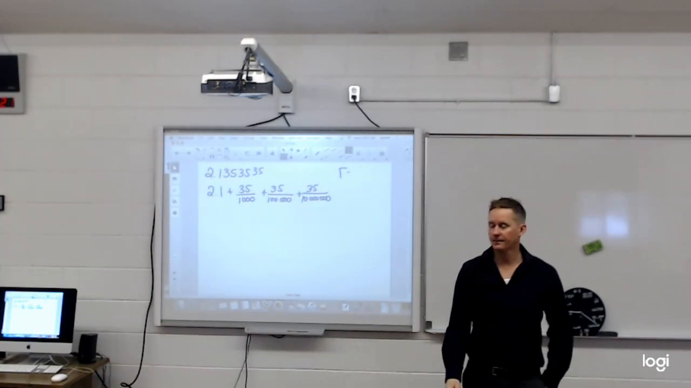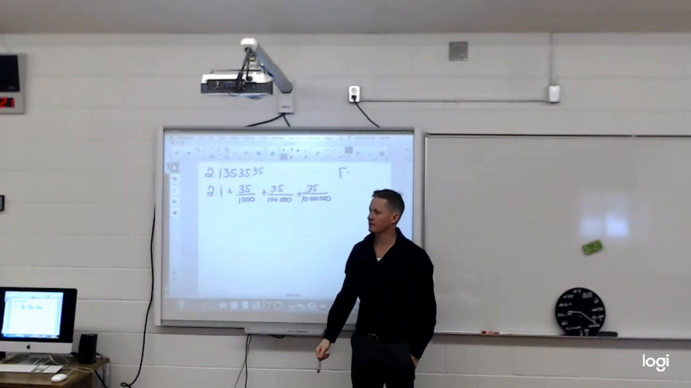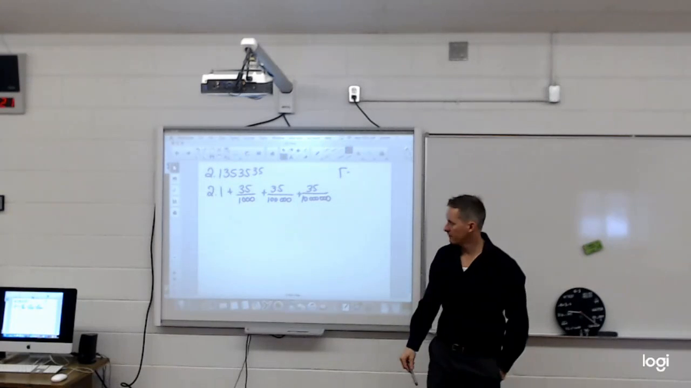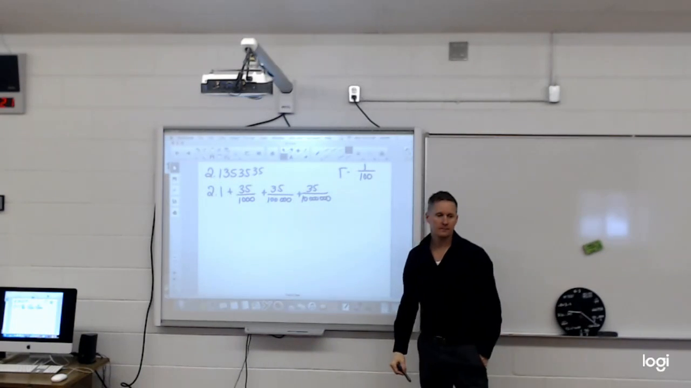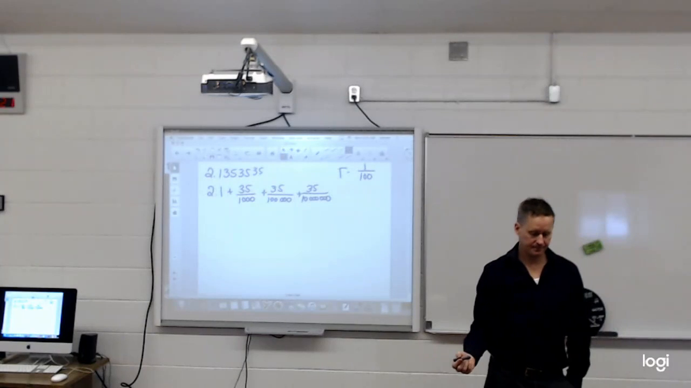What do I multiply 1,000 by to get to 100,000? 100. So I am going to multiply by 1 over 100. Anybody not follow that step?